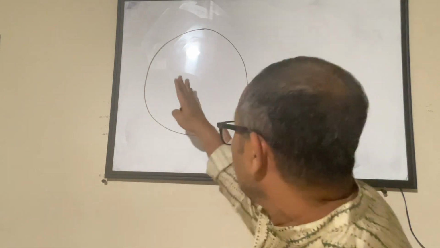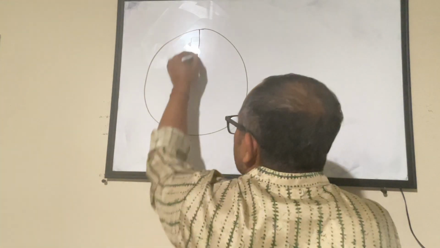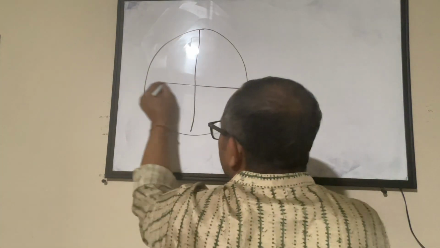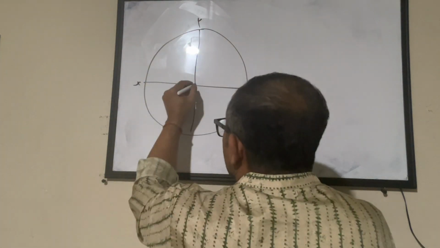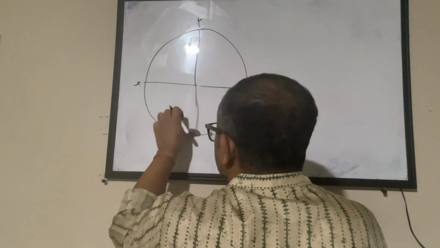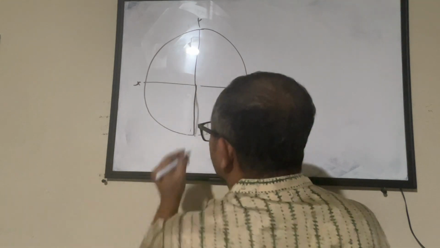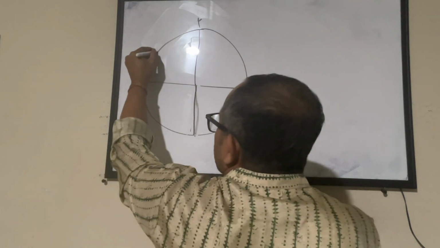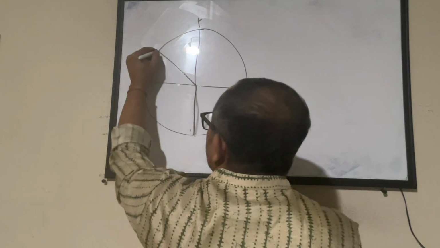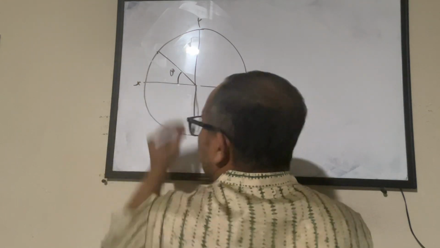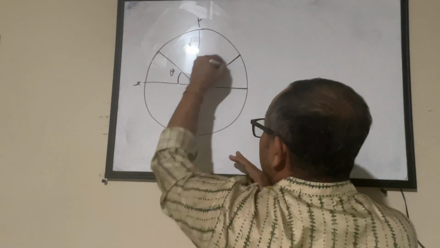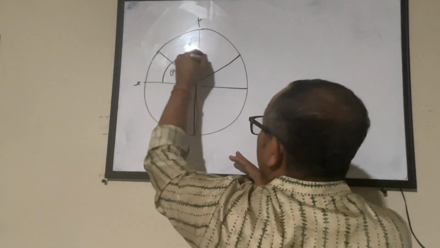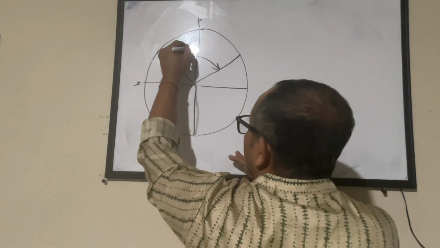Okay, now this is my circle or unit circle, whatever you call it. This is my x-axis, this is my y-axis. So this angle is theta. Okay. When I'm reflecting this angle against the y-axis, here to here it is pi minus theta.